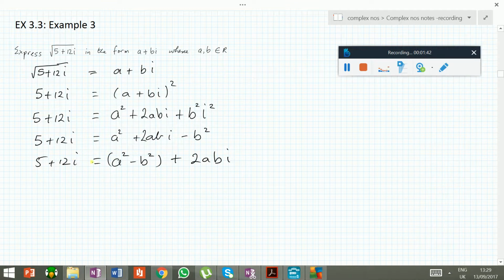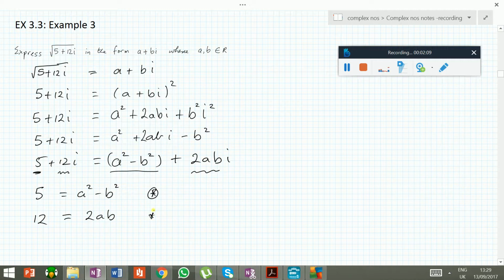Our next step is to compare the real on the left with the real on the right, and we end up with 5 equals a squared minus b squared. And that's our first equation we're going to use. And the second thing is, if we compare our imaginary parts, you discard the i's, you're only taking the coefficients of the i's, so you get 12 equaling 2ab.